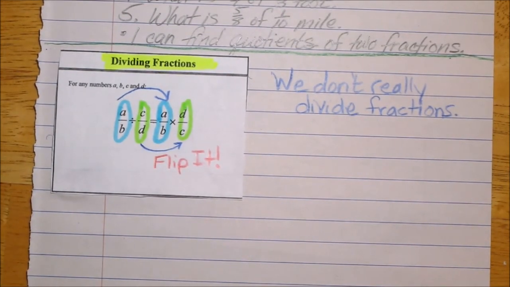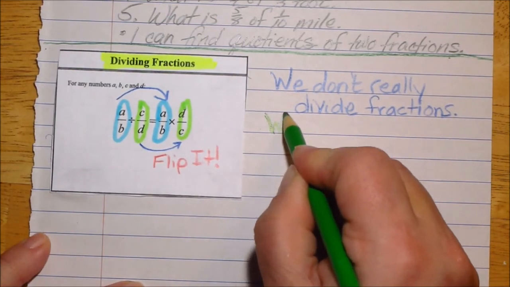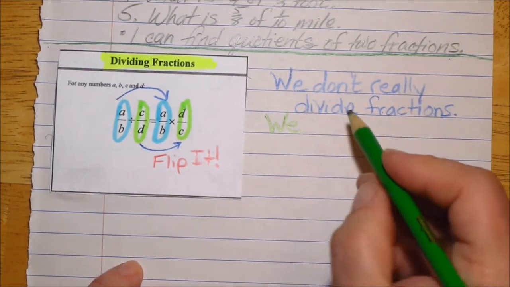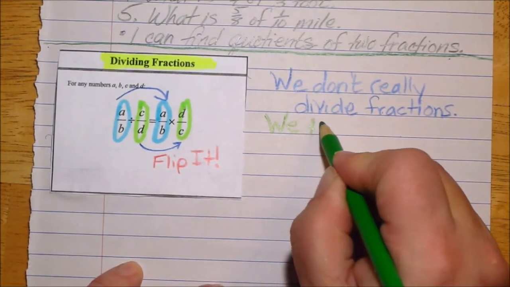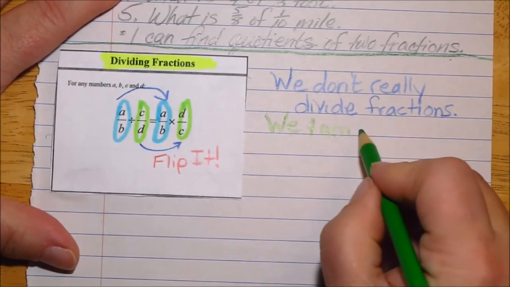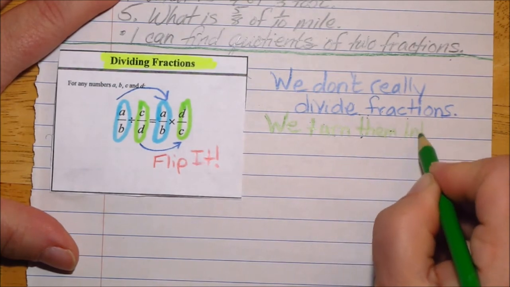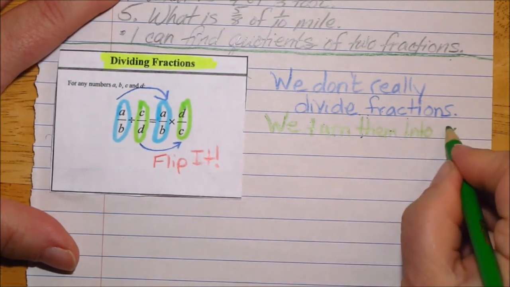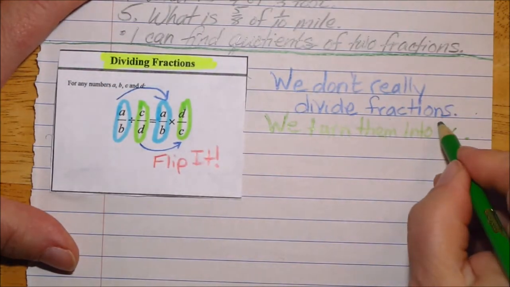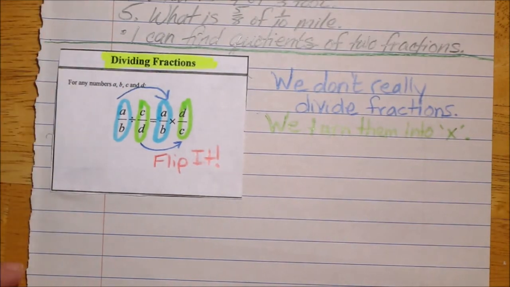All right, okay, so then next note I want you to write is we turn them into, okay, I'm just going to put a little X here for multiplying. You guys will know what that means, okay? We turn them into multiplying problems, all right?